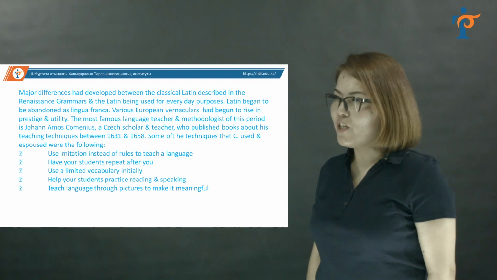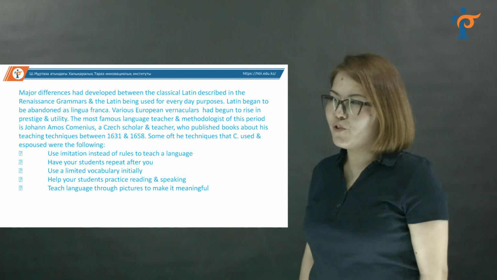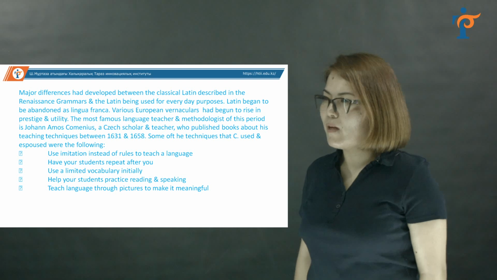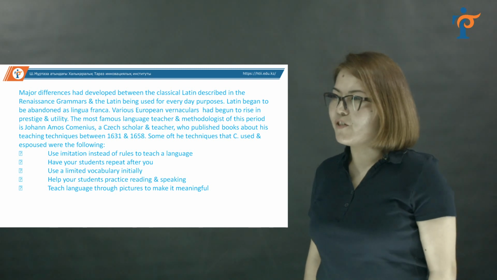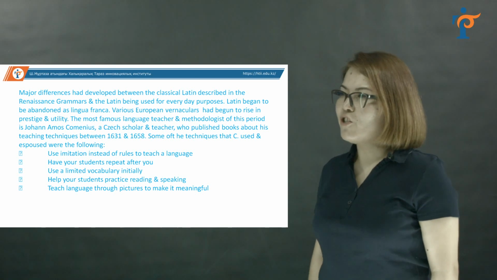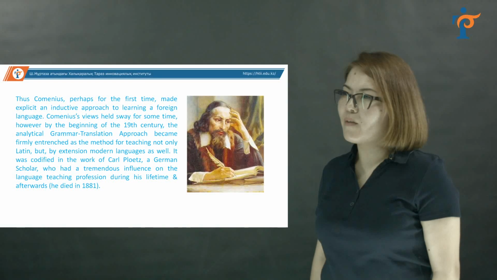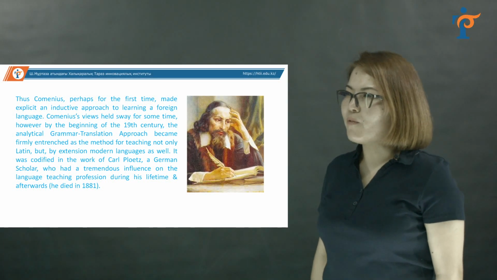Use imitation instead of rules to teach a language. Have your students repeat after you. Use a limited vocabulary initially. Help your students practice reading and speaking. Teach language through pictures to make it meaningful. Thus, Comenius, perhaps for the first time, made explicit an inductive approach to learning a foreign language.